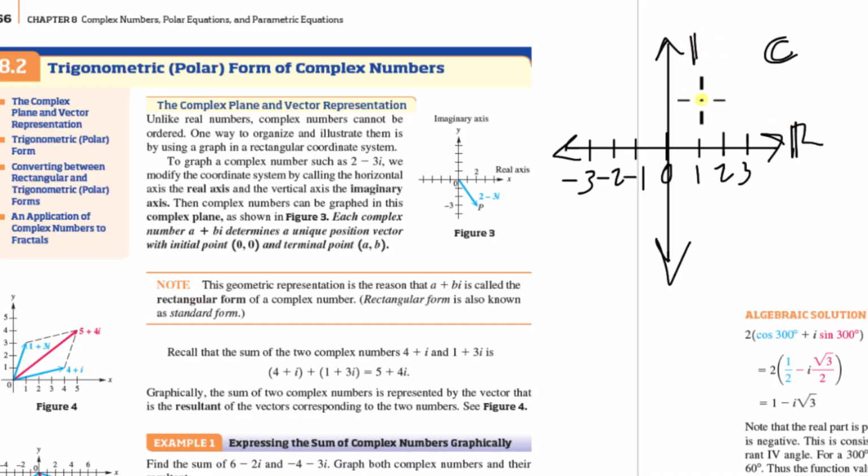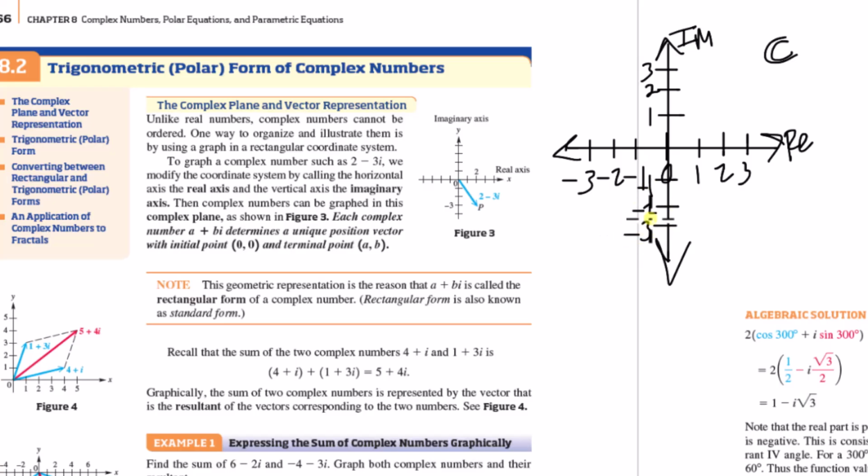You want to do, for some reason, they don't want you doing that. You do, this is the real part, this is the imaginary part. And then you just put these, you don't put i's here.